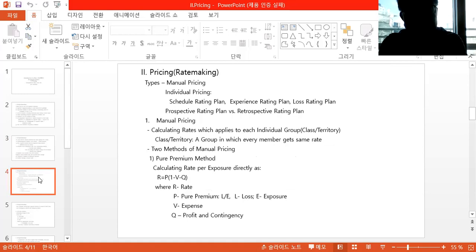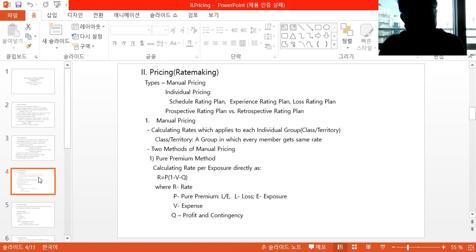There are two types of pricing, or rate making. The first is called manual pricing, and the second is individual pricing. Manual pricing is a kind of pricing using class and territory. Individual pricing is pricing for a certain individual policy. There are three types of individual pricing: schedule rating plan, expense rating plan, and loss rating plan. We're going to explain those three rating plans further.